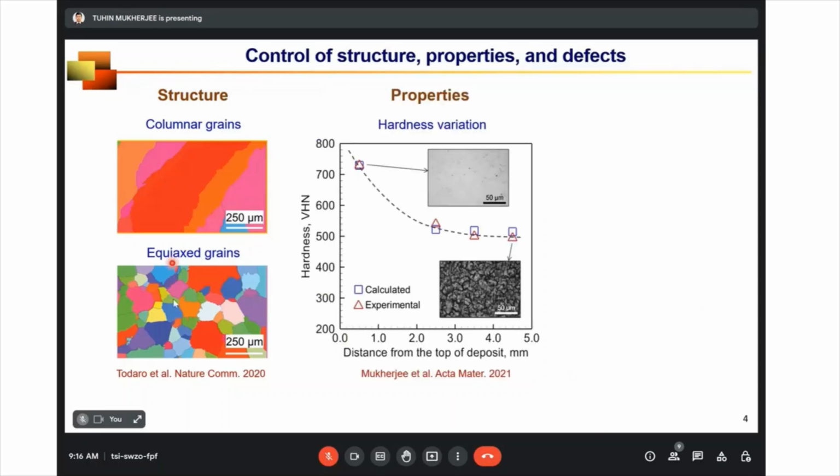Not only the solidification morphology, the mechanical properties such as hardness also depend on local microstructure, like what are the phases that form. And you can see from this picture that mechanical properties such as hardness vary significantly with distance.